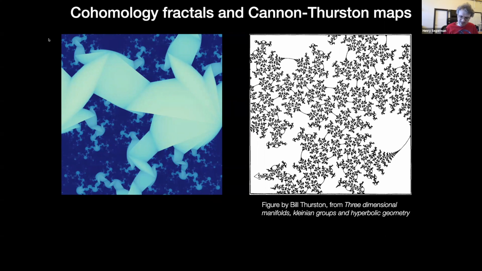I guess the way that I've described it, it's not surprising that our objects, our cohomology fractals, are closely related to these things. But just to show the matchup between them, this is an approximation to this Cannon-Thurston map. Here's a version of the cohomology fractal where I'm just doing it in two colors, gray and black, rather than the multicolor.